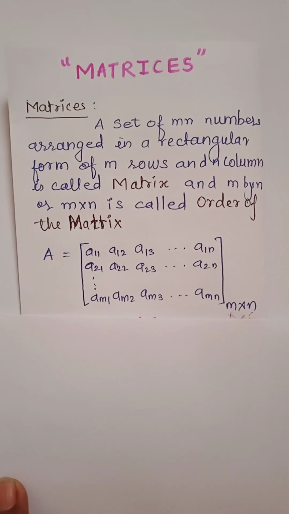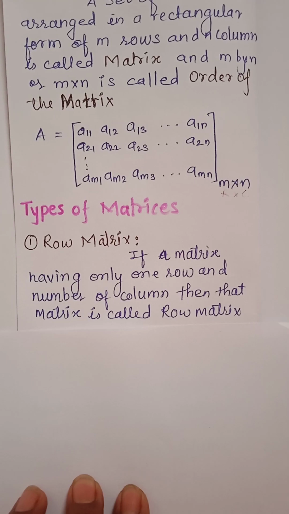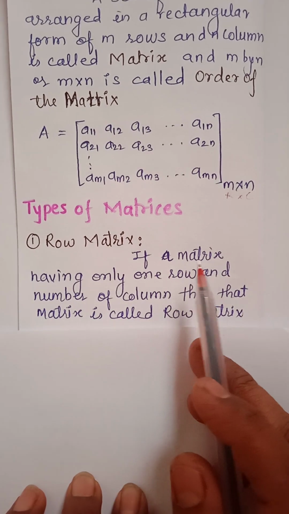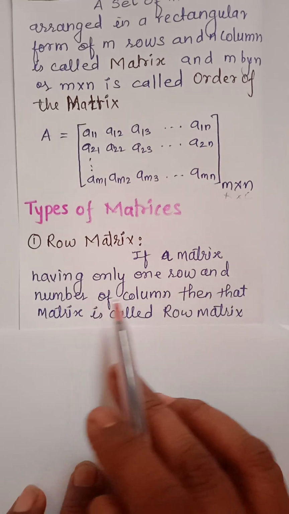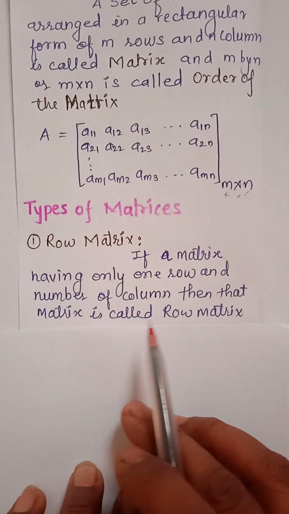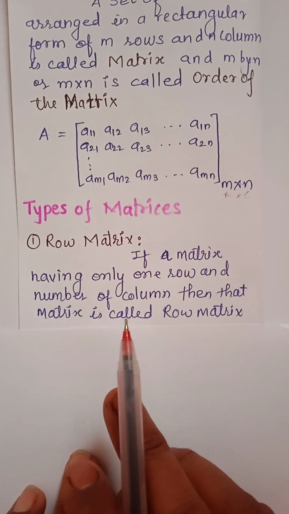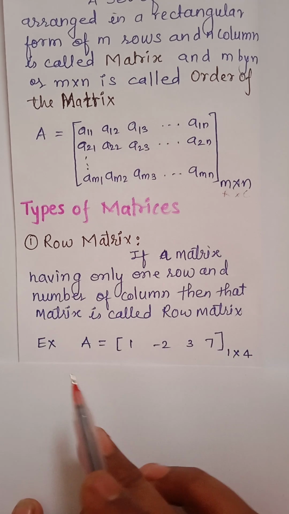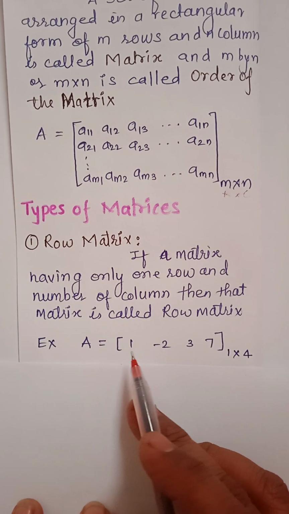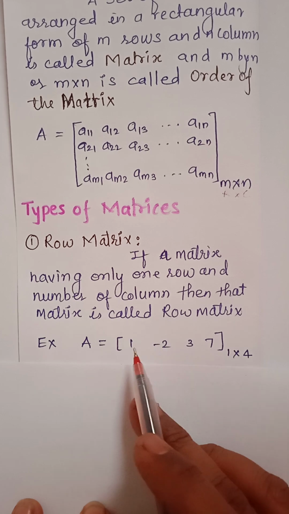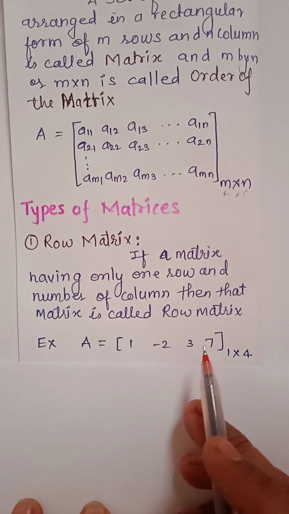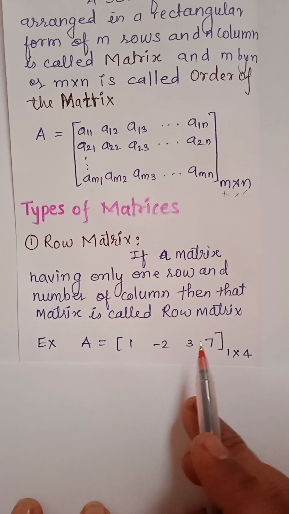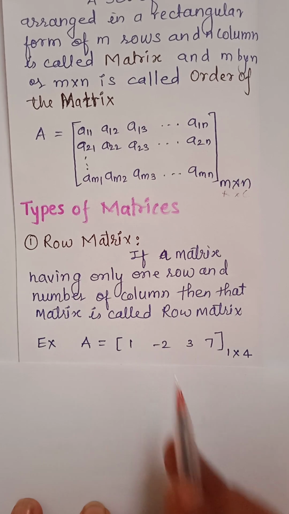Now let us see what are the types of the matrix. First is the row matrix. If a matrix has only one row and a number of columns, then that matrix is called a row matrix. For example, if A is the matrix, then this matrix has only one row and 1, 2, 3, 4 columns. So one row and 4 columns. This is an example of a row matrix.